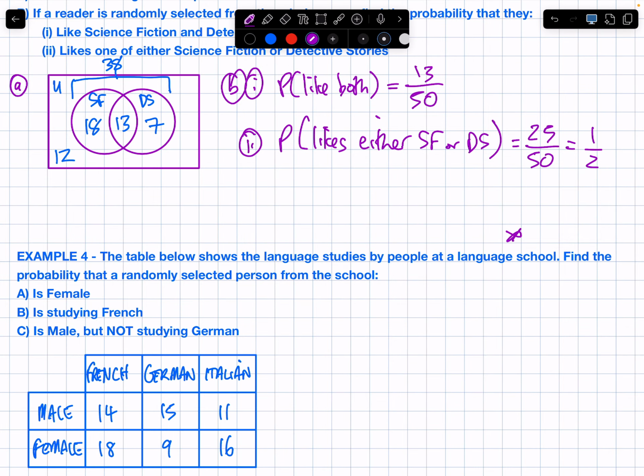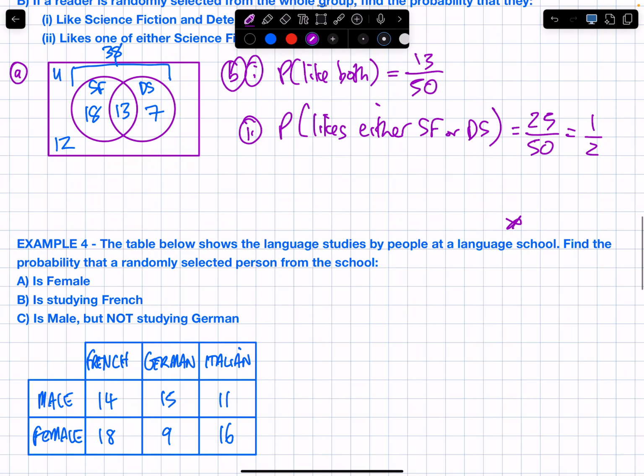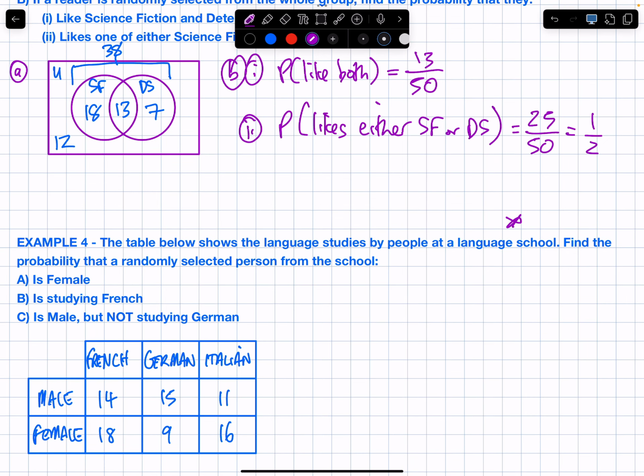All right, let's have a look at the last one. I'll try to keep that up there so you can see it all. The table below shows language studies by people at a language school. What's the probability that a randomly selected person from the school is female, is studying French, is male but not studying German? You could try to work that out now, but can I encourage you to find some totals first? Add on to this table.